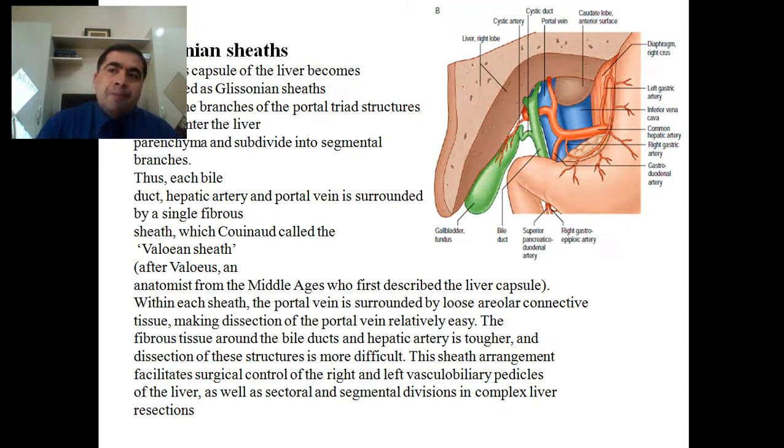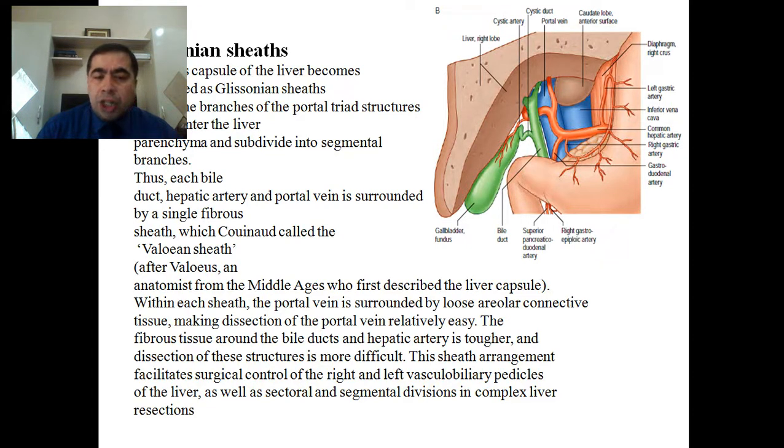Just beneath the serous membrane of the liver, we can find the Glissonian sheath. Glisson's capsule of the liver becomes condensed as the Glissonian sheath around the branches of the portal triad structures as they enter the liver parenchyma and subdivide into segmental branches. Thus, each bile duct, hepatic artery, and portal vein is surrounded by a single fibrous sheath, which Couinaud called the Wallaeus sheath, after Wallaeus, an anatomist from the Middle Ages who first described the liver capsule.